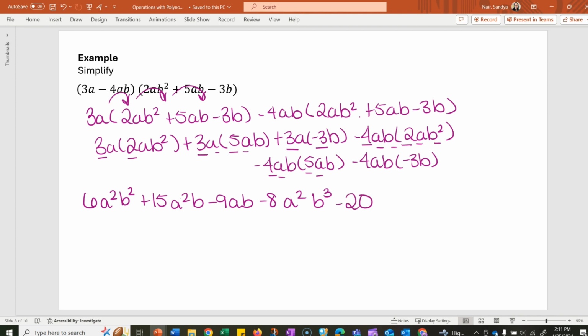A times a is a squared. B times b is b squared. And then minus 4 times minus 3 is going to be plus 12. And then I have a, and then b times b is going to be b squared.